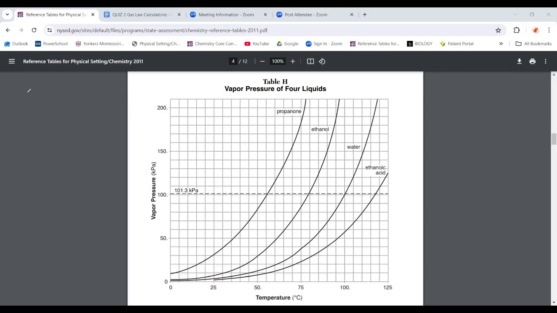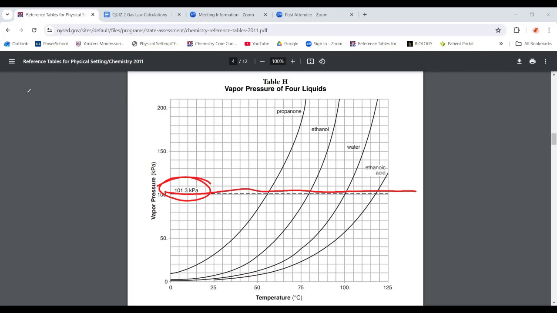So not only do you have to have enough energy to overcome the forces of attraction between the particles and escape, you also have to exert enough pressure to overcome the pressure pushing down on you. And that is why in this graph, there's a dotted line here showing you standard pressure, because most of us at sea level, at least, are at standard pressure.